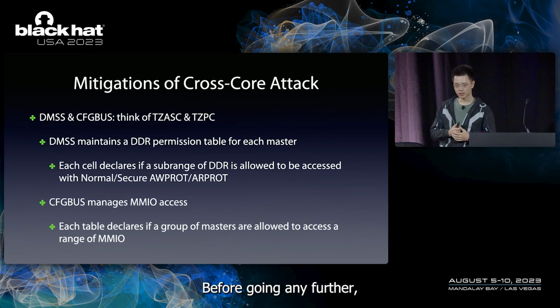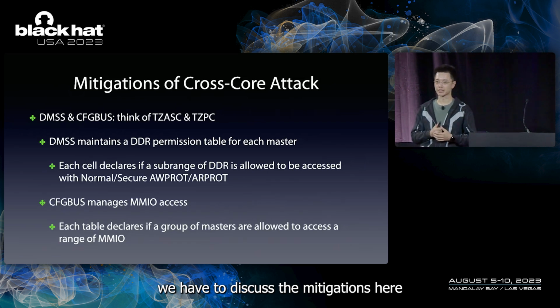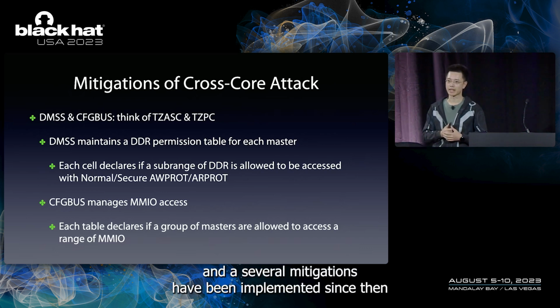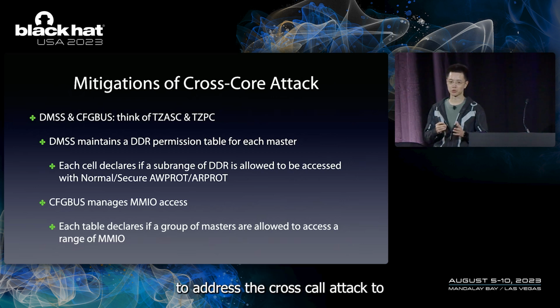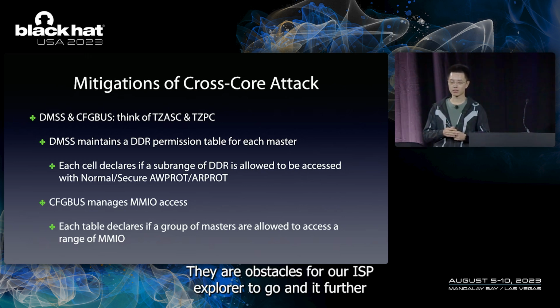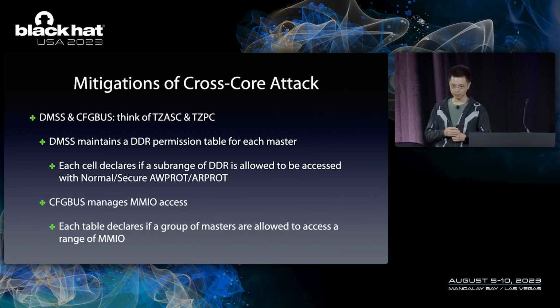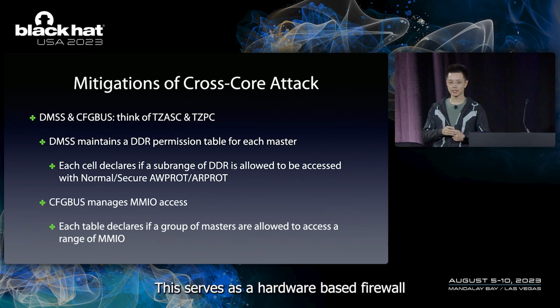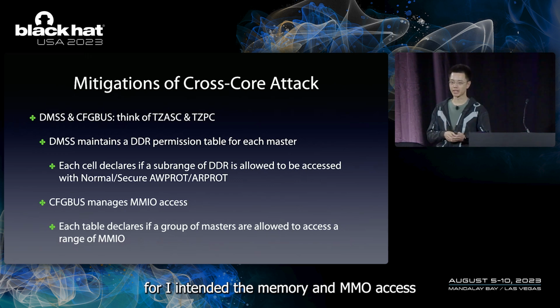Before going any further, we have to discuss the mitigations here. The ISP exploit took place in the middle of last year, and several mitigations have been implemented since then to address the cross-core attack. Two notable ones are DMSS and CFG bus. They are the obstacles for our ISP exploit to go any further, to pivot to other cores and gain highest privilege.